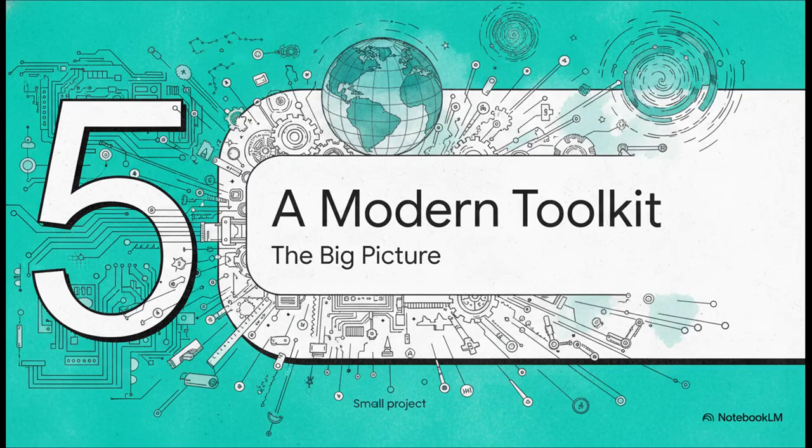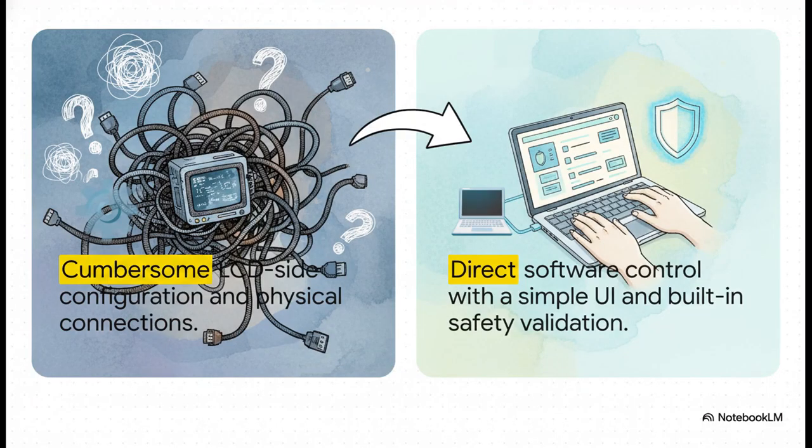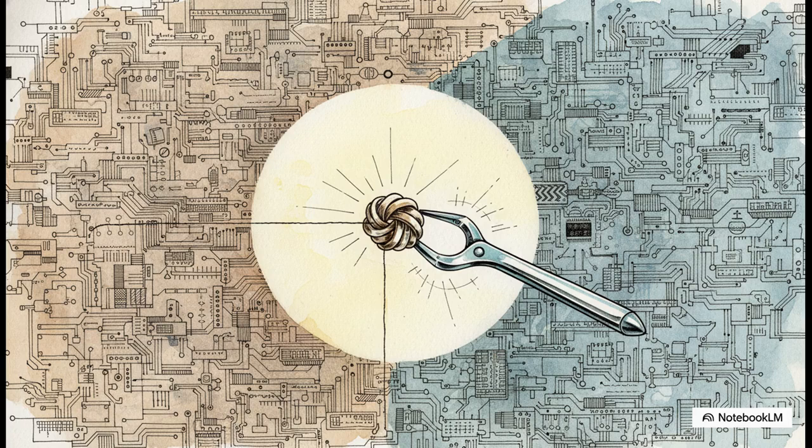So let's just pull back for a second and look at the big picture here. What does a small project like this really represent? I mean, you can see the entire transformation side by side right here. We go from a cumbersome physical process to a simple, direct software interface that has safety rules built right in. It's a classic story of digital control replacing mechanical complexity, and it just completely empowers the user. Ultimately, this project is just a perfect little microcosm of modern open source development. One person sees a specific problem their community is facing, they build a focused, elegant solution, and then they just give it away for everyone to use and improve upon.